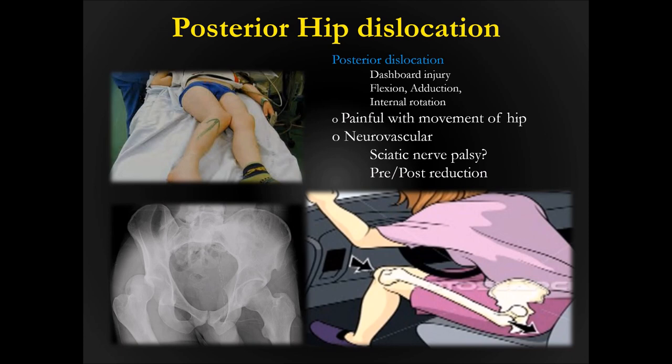What structure do you have to consider or examine every time? When you have a fracture dislocation, you're still looking for? Vascular. Yes, right. What neurovascular structure do you need to focus on for a posterior hip dislocation? Very good. Sciatic nerve. How can you test the sciatic nerve? Straight leg raising test.